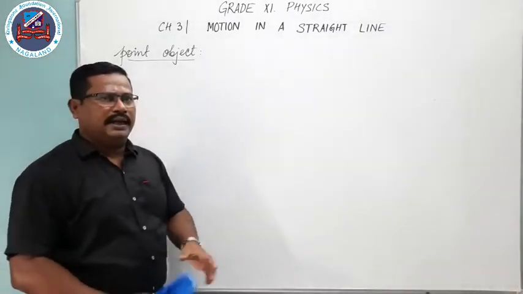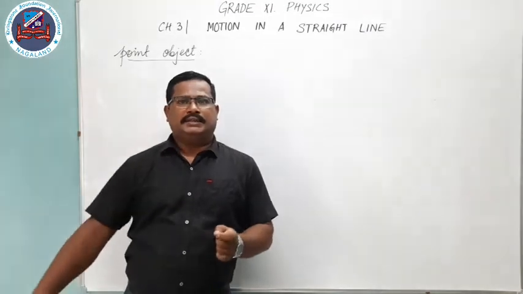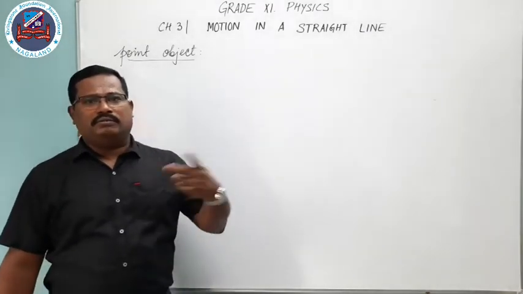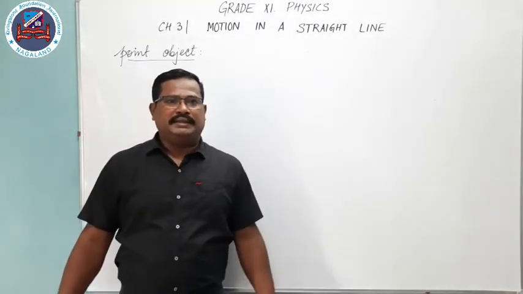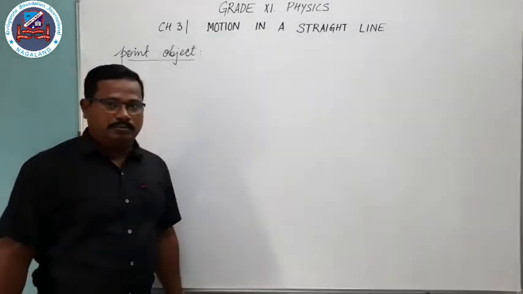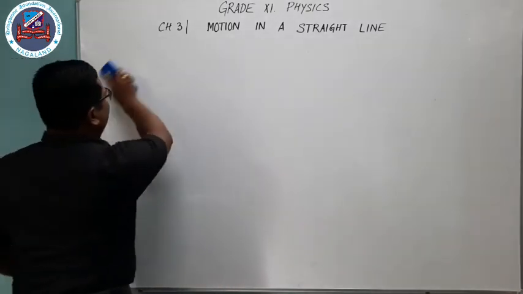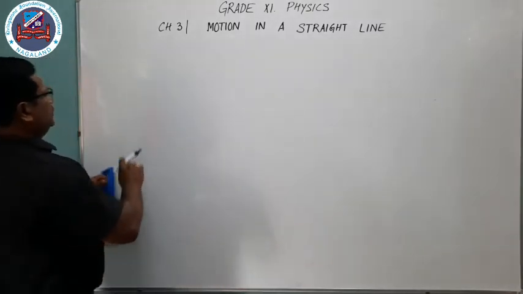Then you will say that an object can be considered as a point object if the distance traveled by the object is very large as compared to its size. Then that object can be called as a point object. The next thing that you'll have to know is about scalar and vector quantities.